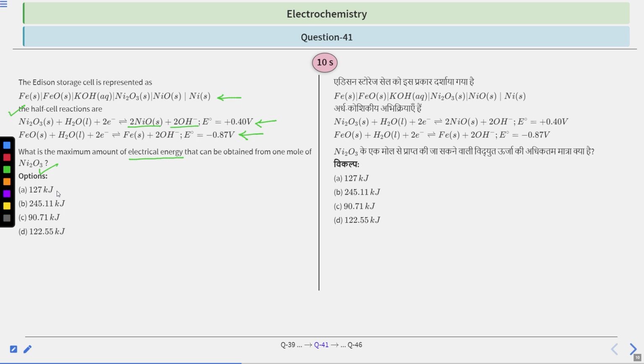Options are 127 kilojoule, 245.11 kilojoule, 90.71 kilojoule, or 122.55 kilojoule. So you have 10 seconds to solve this question. After that, we will see the correct answer.